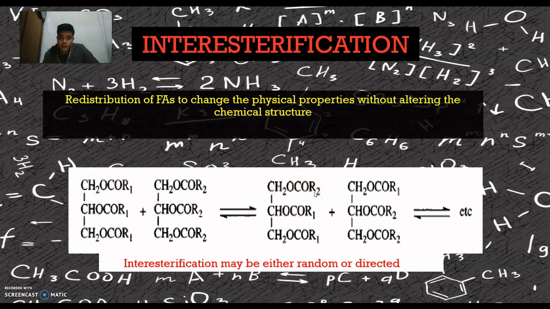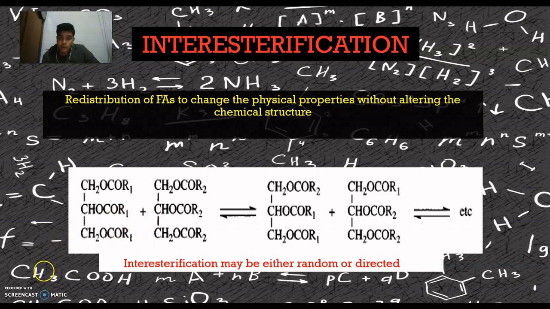Okay, and the process occurs until it reaches equilibrium. Okay, and the process takes place at a temperature between 200 to 300. So it varies. For the interesterification process to occur at a faster rate, we need to use some catalysts such as sodium methylate, and much more.